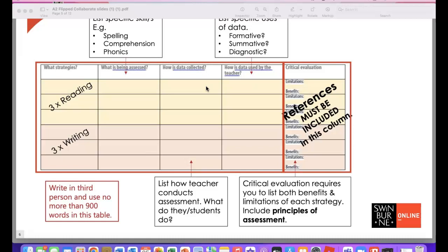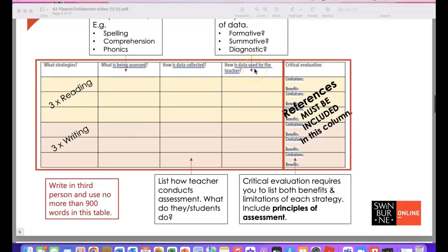How is it actually conducted as an assessment? What are the rules of that assessment? Does it need to be done one-on-one? Does it need to be done so frequently, for example? How is the data used by the teacher?